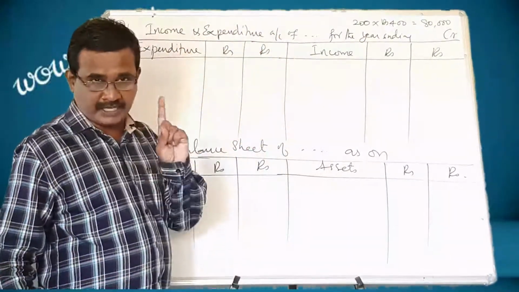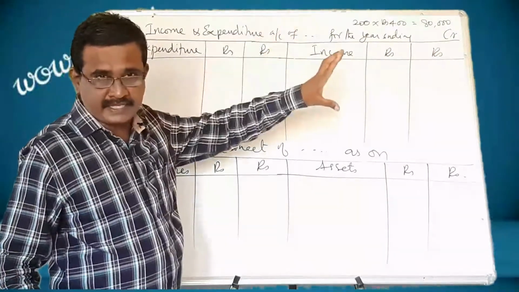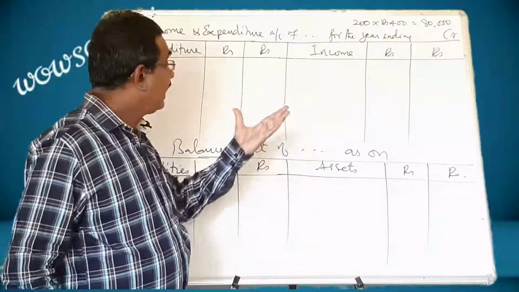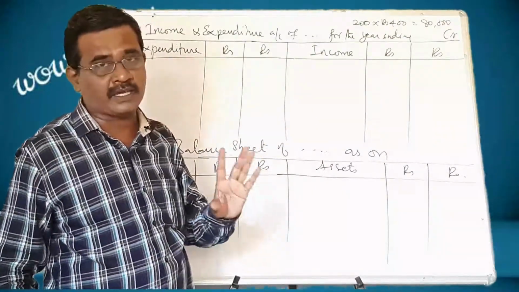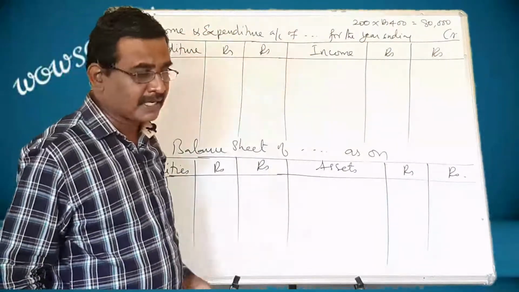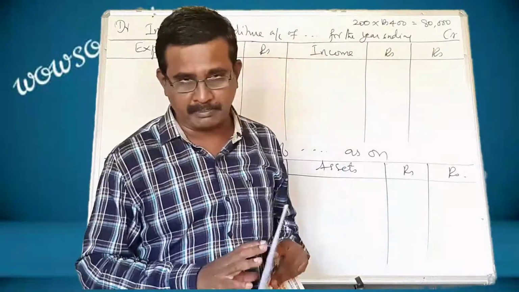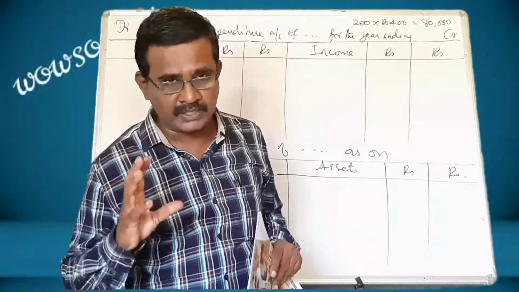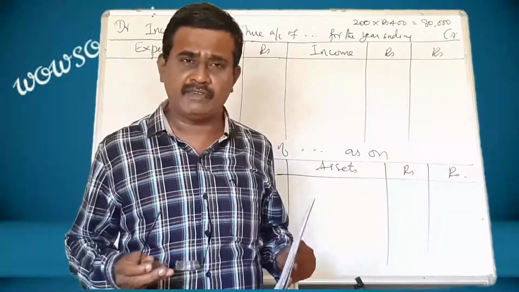What I failed to tell you is that the income and expenditure account is a nominal account. It is prepared to find out whether there is a deficit or surplus. See, in this sum, they have given you the number of members and the annual subscription. If it is given like this, it will be very easy.